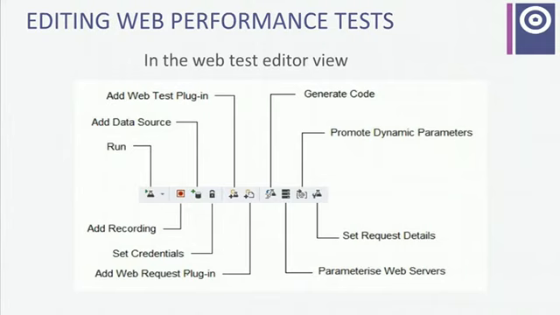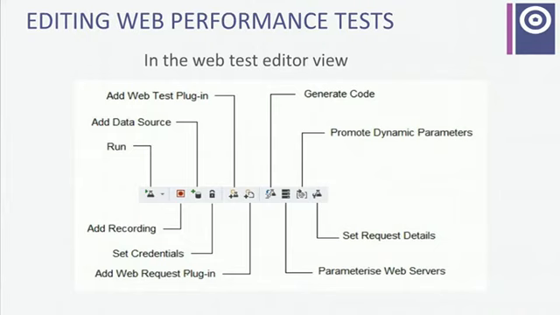Now, the next two buttons are a web test plugin button and a web request plugin button. These are more advanced topics which we haven't got time to talk about today. But what you can do is, when you get onto this stage, you can write what's called a plugin, which will change the way that the system runs when it does a test for you. And you can write them in C#.